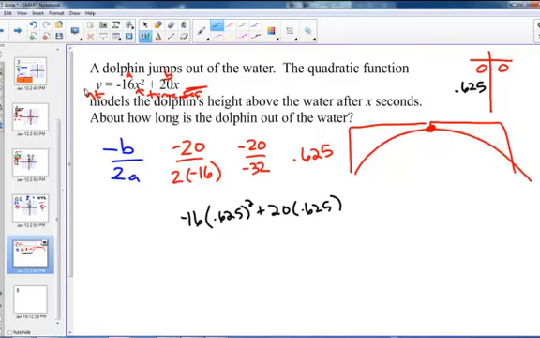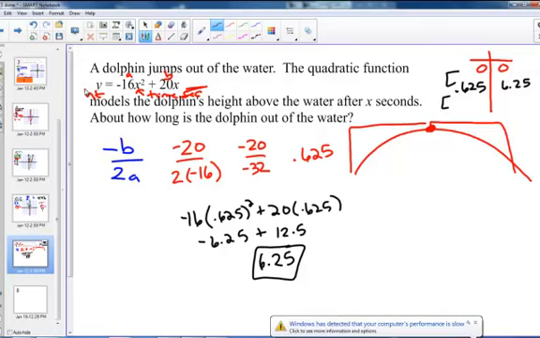So this is -6.25 plus, just using a calculator, 12.5, so that's going to give us 6.25 as the y value. So that's the maximum height of the dolphin. And then how long is it out of the water? Well, 0.625 double the distance is 1.25. So at 1.25, it should also be 0.